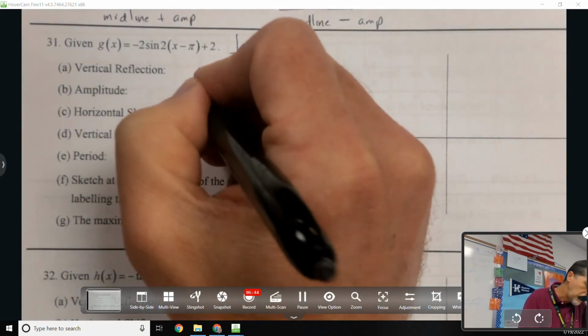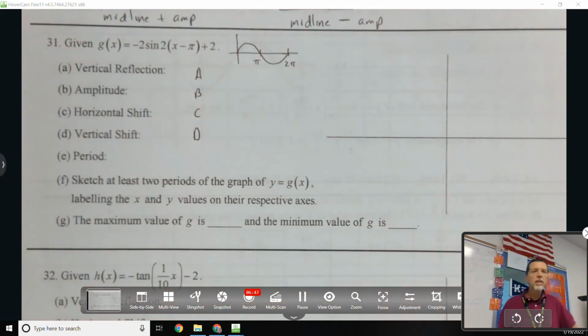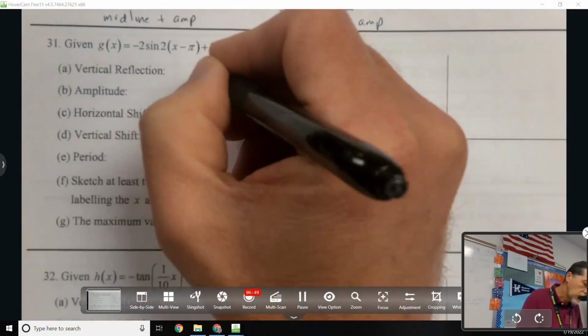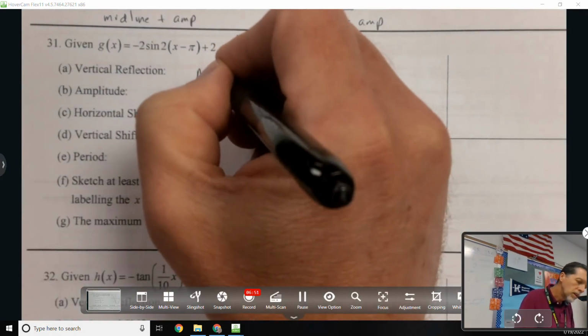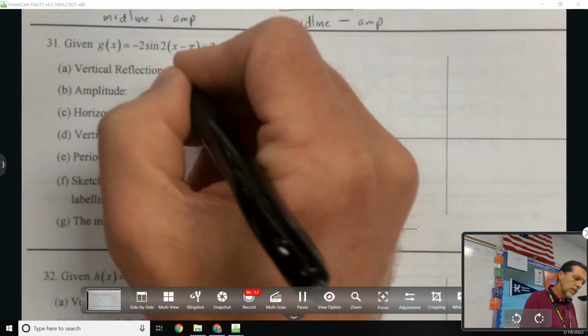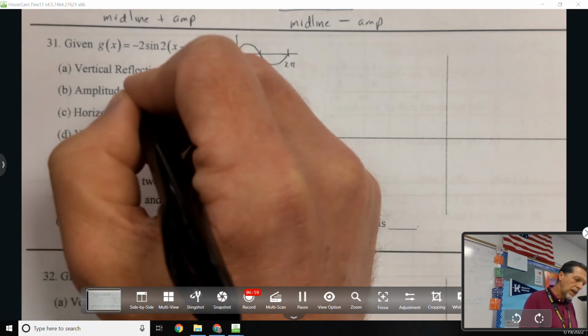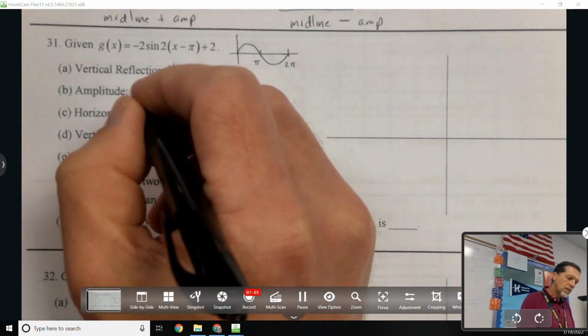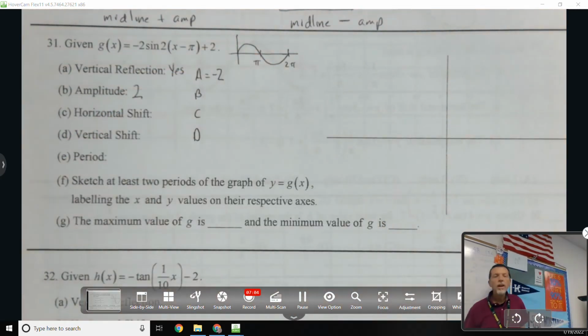Again, let's do A, B, C, D and then work backwards. So A is -2, but what does that mean? It's flipped and its amplitude is 2. Okay, so be careful. Capital A is -2, that makes it flip, but amplitude is just 2.